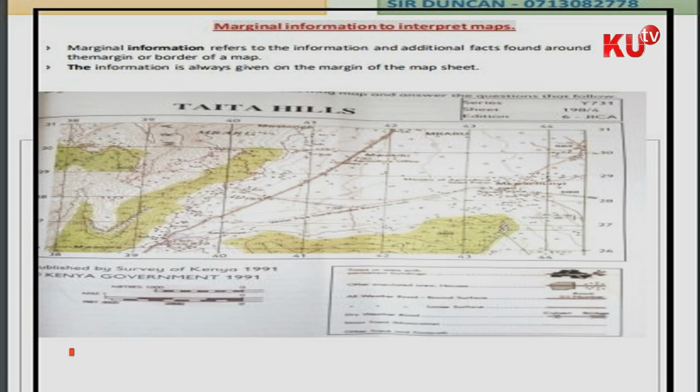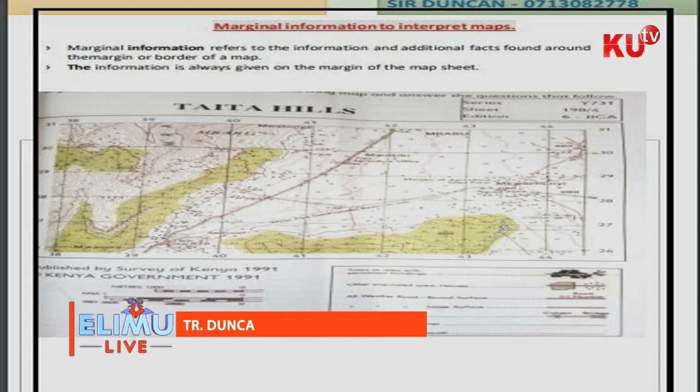As we are still looking at that, we have what we call copyright. Copyright is also a symbol. We want to look at it. It is also marginal information, denoted by a C.